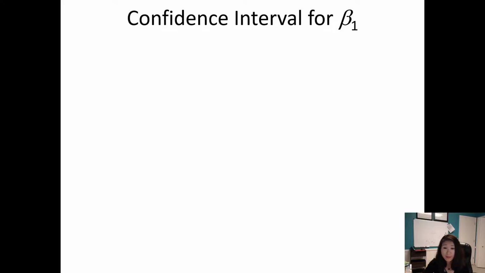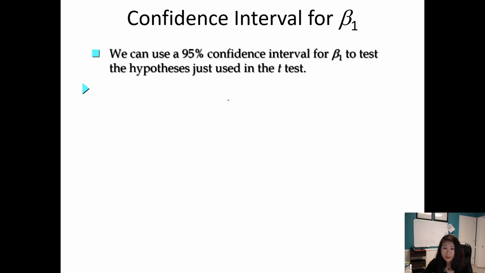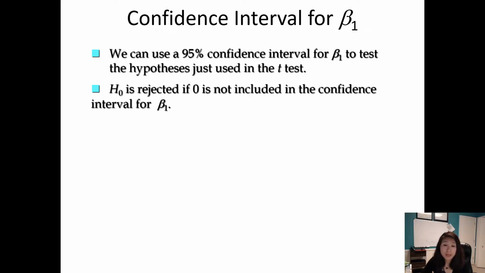So let's look at what we're going to do here. We can use the 95% confidence interval for beta 1 to test the hypothesis. Basically, H0 is rejected if 0 is not included in the confidence interval for beta 1. If your confidence interval does not include 0, you don't believe beta 1 can be 0, so you reject beta 1 equal to 0. You also don't need to calculate this interval if you have Excel. You can find it directly from the Excel output.